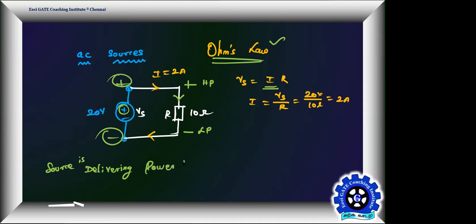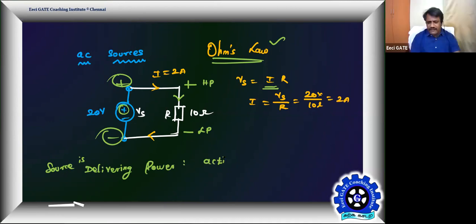The one which is delivering power, we call it an active element in the circuit. The one which is going to absorb power, we call it a passive element. But remember that an active element still can absorb power, whereas a passive element cannot deliver it, it can always absorb it. Sorry, the load or resistor is absorbing power.